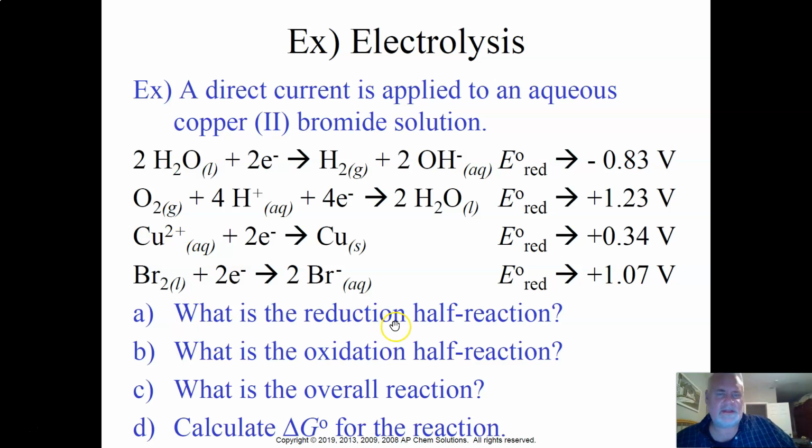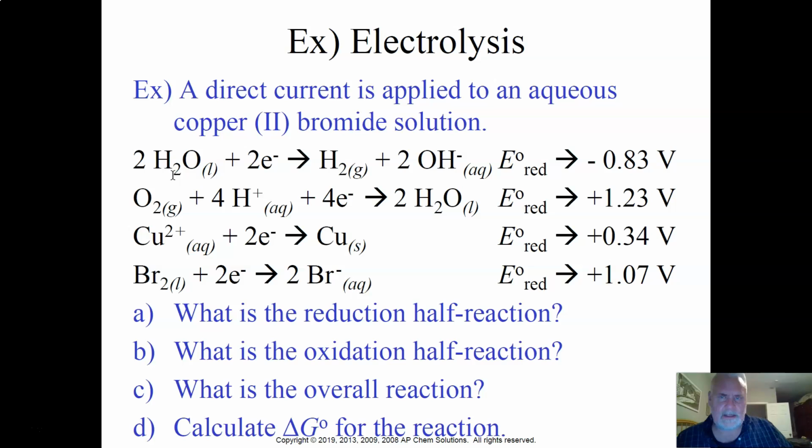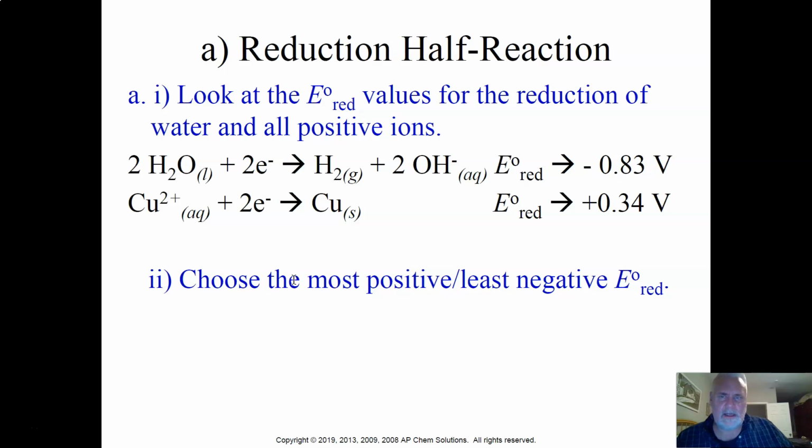So when it says what is the reduction half reaction, there are 2 candidates for that. One would be the water reaction right here. Now notice what we did is just find the one that has the hydrogen in it, so we write that out. Now, how did we know between the other 2 right here which one was going to be the reduction?